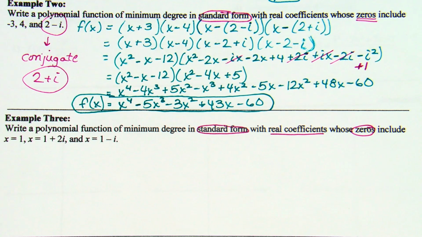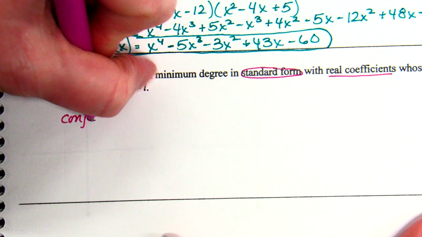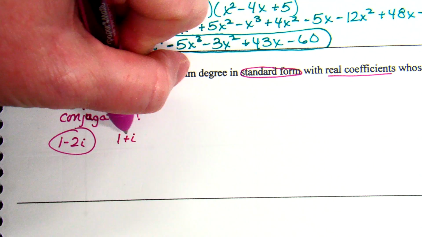So 1 plus 2i is a complex number. What is the conjugate of 1 plus 2i? 1 minus 2i. So when we have a 1 plus 2i, we're also going to need a 1 minus 2i. What about 1 minus i? What is the conjugate of 1 minus i? 1 plus i. Remember, to do the conjugate, you're changing the sign in the middle, the sign in front of the i.